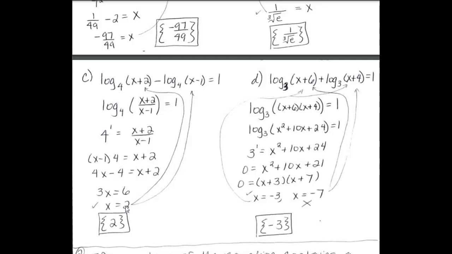Don't forget to check it. Come back up here. 2 plus 2, that's 4. That's a positive number, so we're good there. 2 minus 1 is 1. That's also positive, so we're good there. So 2 is the solution.